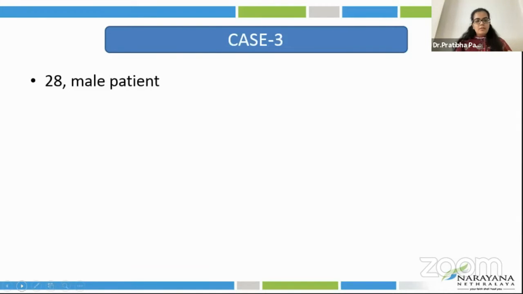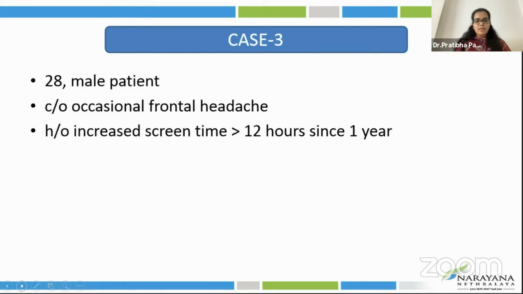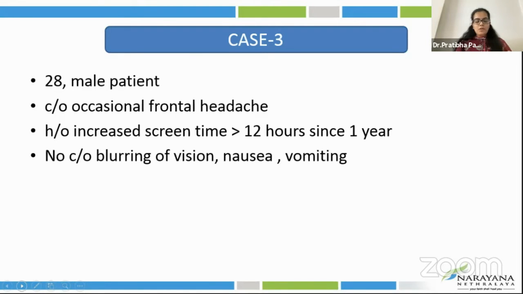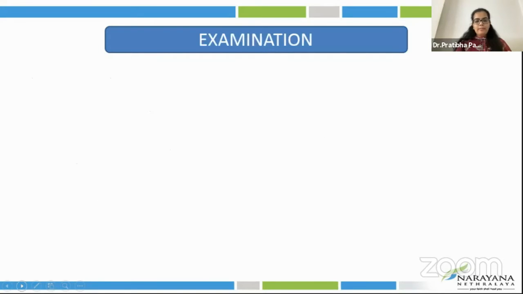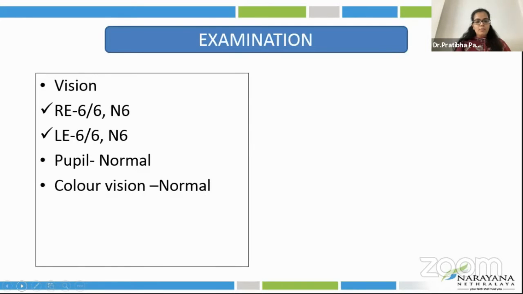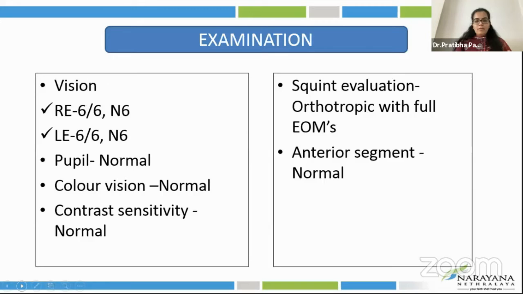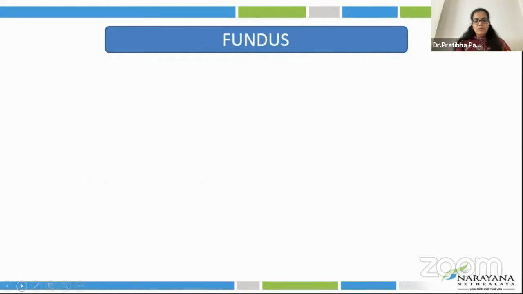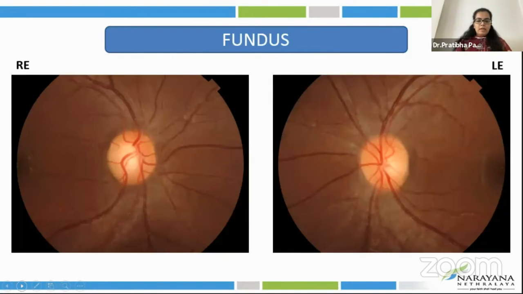So case 3 is a 28-year-old male patient who came with the complaints of frontal headache, increased screen time, no history of blurring of vision, nausea, vomiting, no history of any systemic illness or long-term medication. Visual acuity in this patient was 6/6 N6, pupils were normal, color contrast was normal, squint evaluation was orthotropic, anterior segment was normal, and the fundus appeared like this.